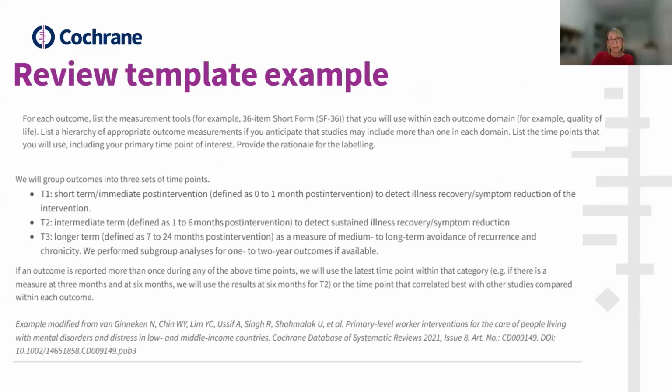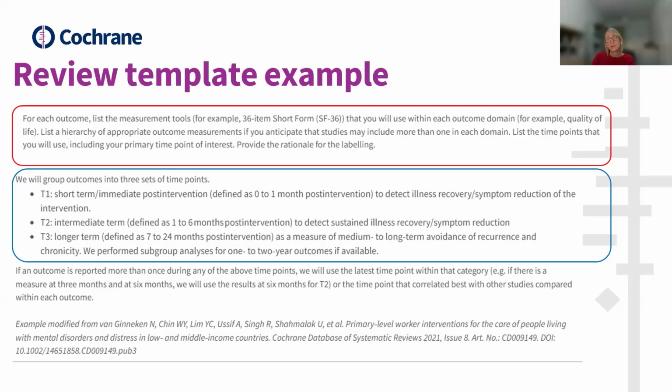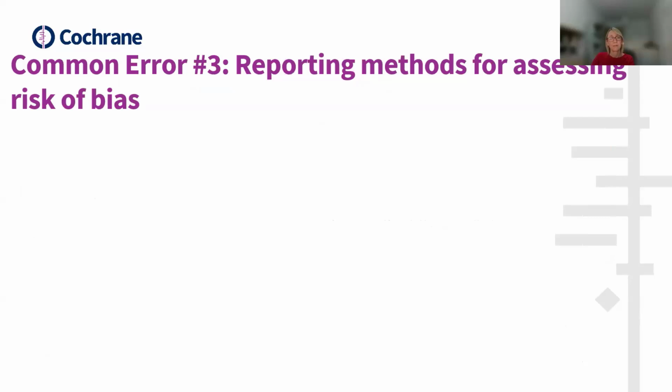This is an example from the template to illustrate some of these points. Here, three timeframes are of interest: short-term, immediate term, and longer term. Authors should define each timeframe as shown here. The guidance also reminds the authors to provide a hierarchy of outcomes to be reported when there's more than one outcome measure for an outcome domain within one study, as previously mentioned.